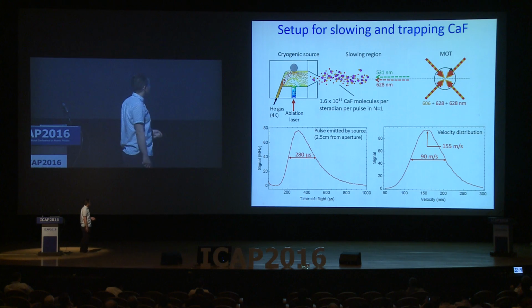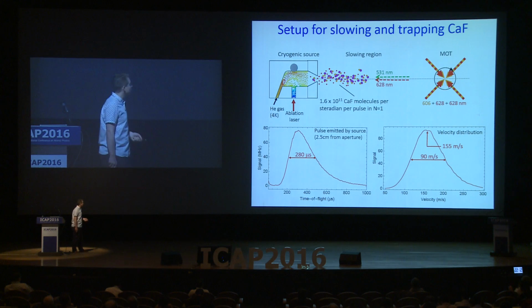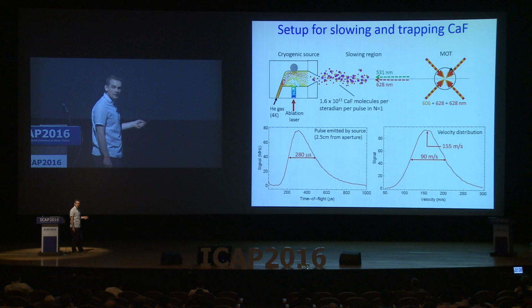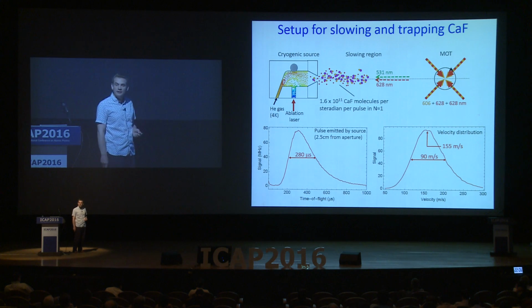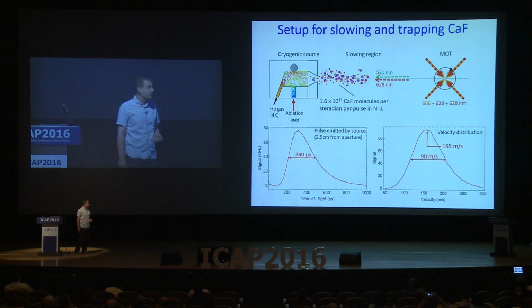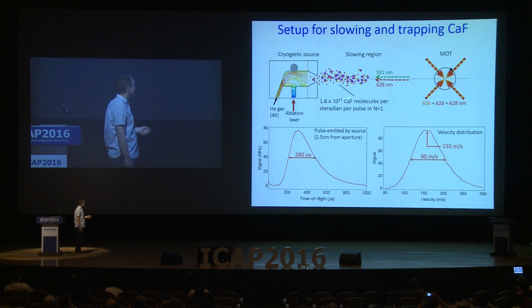This source produces a high flux of molecules. We measure 1.6 times 10^11 calcium fluoride molecules per steradian per pulse in the first rotationally excited state, which is the state that we use for the laser cooling. Okay, so that's the source, and then I'll tell you now about the slowing and the MOT.